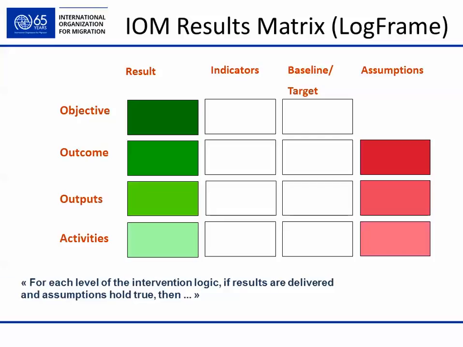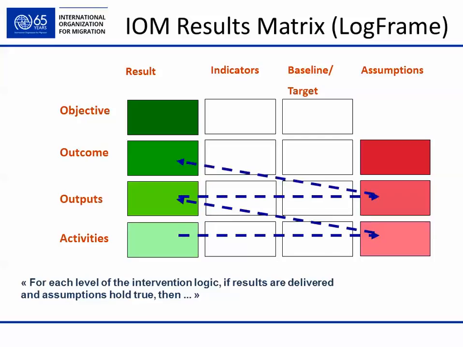For each level of the intervention logic, if results are delivered and assumptions hold true, then let's see: if we implement the activities and assumptions hold true, then we deliver our outputs. If outputs are delivered and the assumptions hold true, we deliver our outcome. If our outcome is delivered and assumptions are true, we may achieve our project objective.